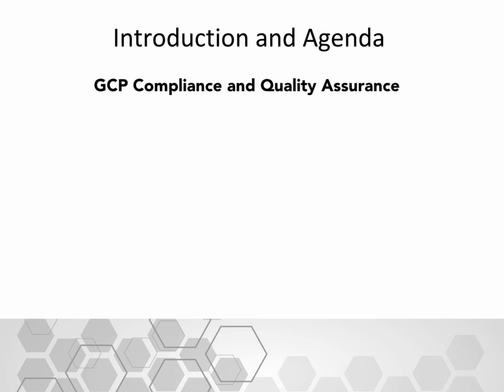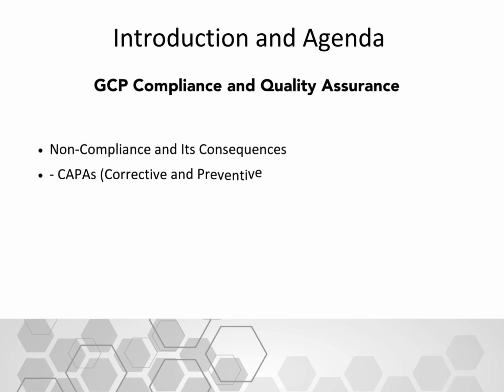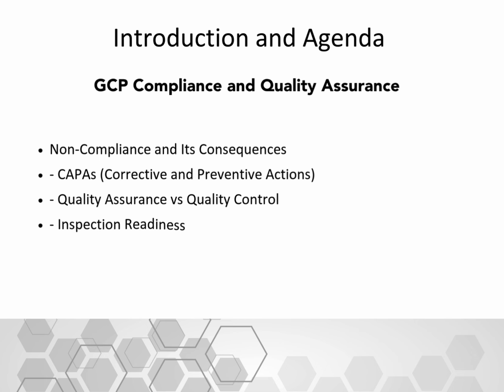That's why in this tutorial, we're going to talk about what happens when things go wrong, and more importantly, how to prevent them. We'll cover 4 key concepts that every clinical research professional should understand. First, what non-compliance with GCP actually means, and the real-world consequences that can follow. Then, we'll look at corrective and preventive actions, or CAPAs, not just as a checklist, but as a system to learn and improve.